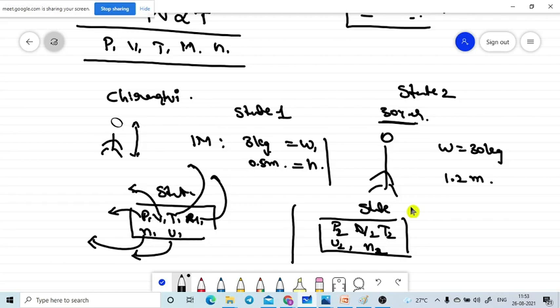How can we represent the state of the system? We need thermodynamic variables. With the help of the thermodynamic variables only, we describe the state of the system. Are you getting it or not? Hello. Yes, sir. So that's done. Now we will go to the next one.